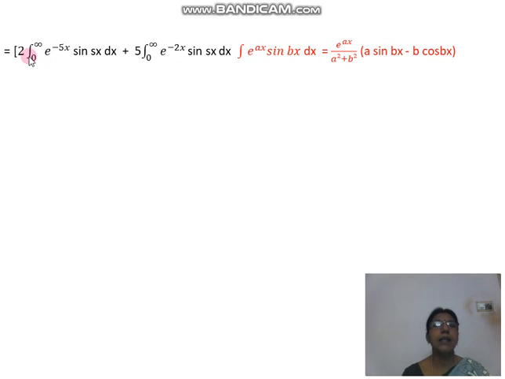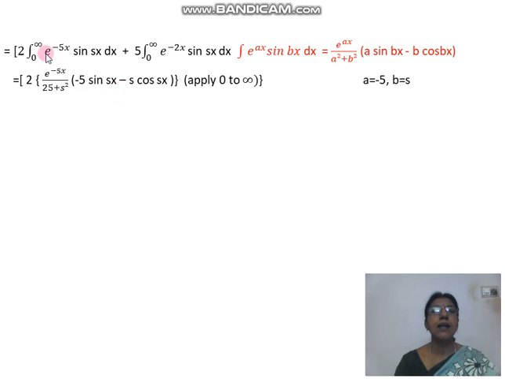Then write separately: 2 integral 0 to infinity e power minus 5x sin sx dx plus 5 integral 0 to infinity e power minus 2x sin sx dx. Now use the formula: integral e power ax sin bx dx is equal to e power ax by a square plus b square, times a sin bx minus b cos bx. The first integral is in the form e power ax sin bx dx, and similarly the second one also. For the first one, a is equal to minus 5, b is equal to s.